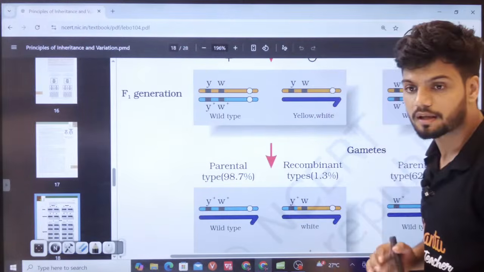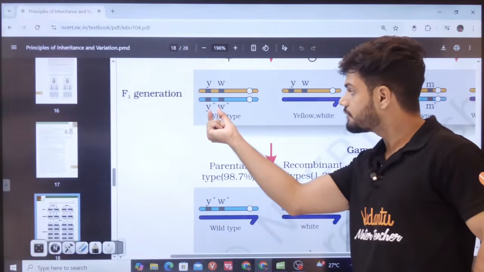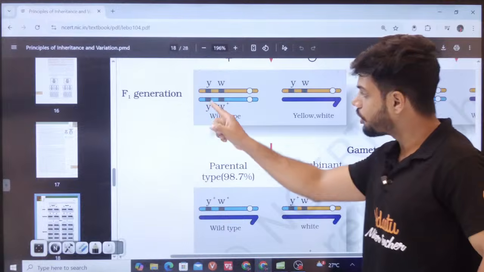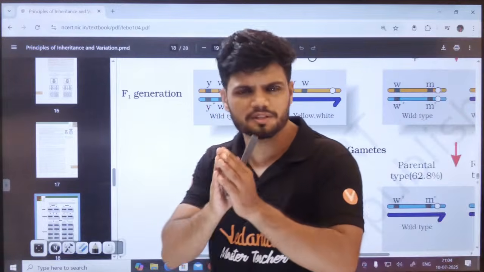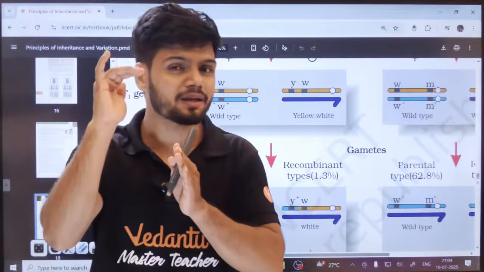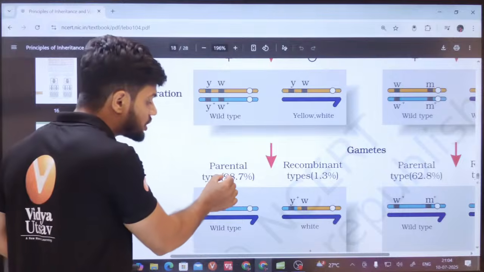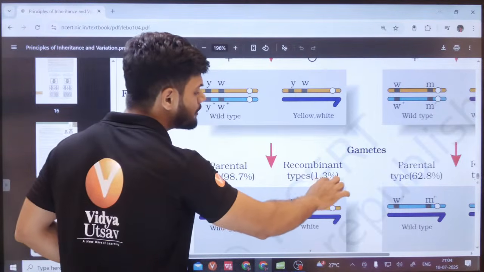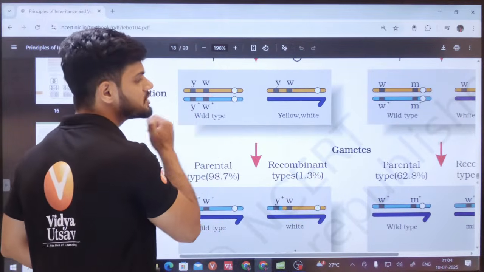Tell me, students, are these two genes very close to each other or far from each other? Y and W, these genes on this one chromosome itself, are very close to each other. So linkage is high, recombination is low. Parental type linkage is 98.7%, very high. Recombination is very low here, 1.3%, because linkage is very high here.